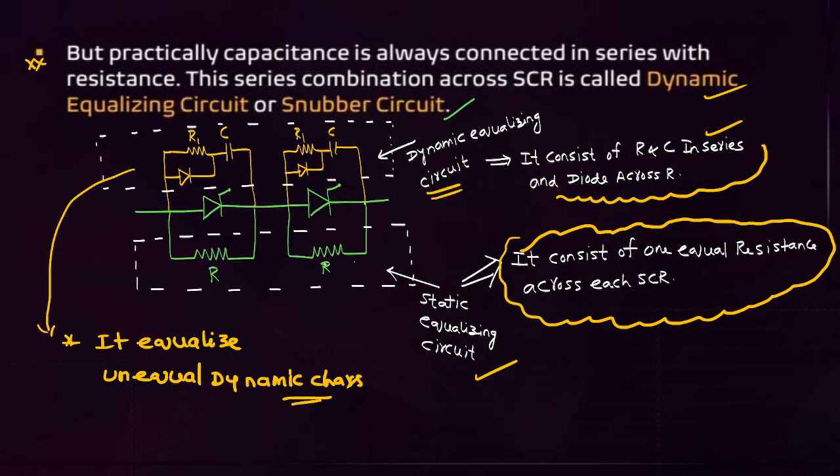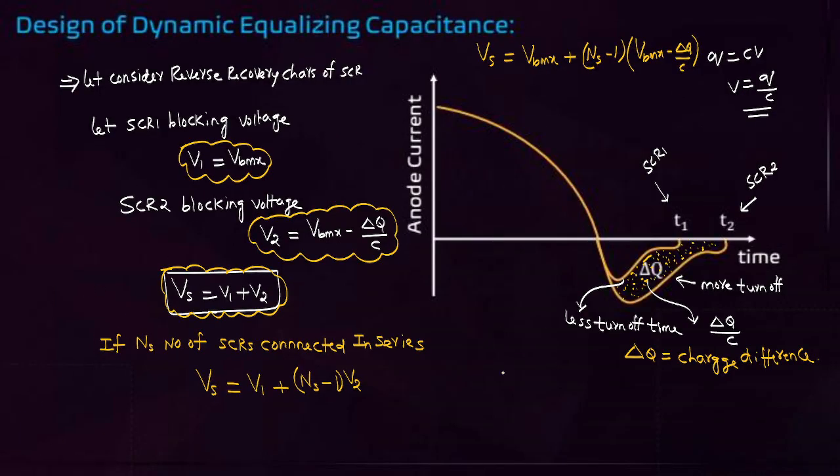A dynamic equalizing circuit is also called a snubber circuit. What does it consist of? It consists of R and C in series and a diode across R. In this dynamic equalizing circuit, what is the capacitance value?